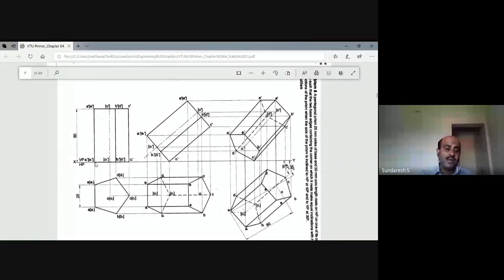See, this is A dash, this is B dash, C dash, D dash and E dash. That will correspond to the pentagon, the top face. Whereas across the bottom base, we have A1 dash, B1 dash, C1 dash, D1 dash and E1 dash. The total height or the axis length of the prism will be 60 millimeters, and you can construct this. This is the front view of a pentagonal prism resting on HP with one of its corners.